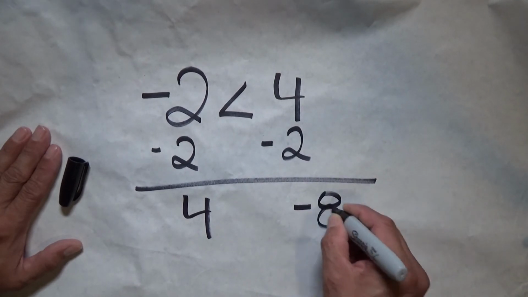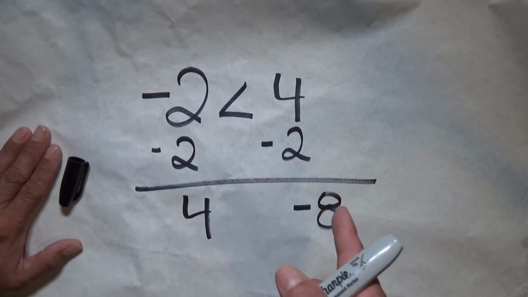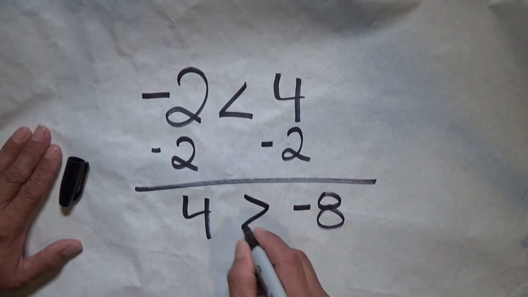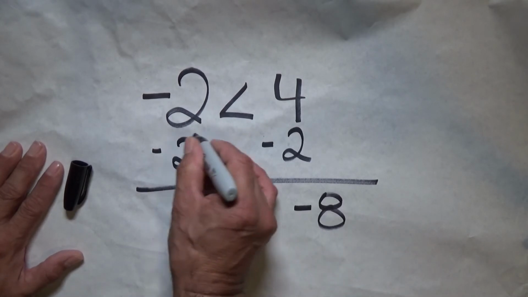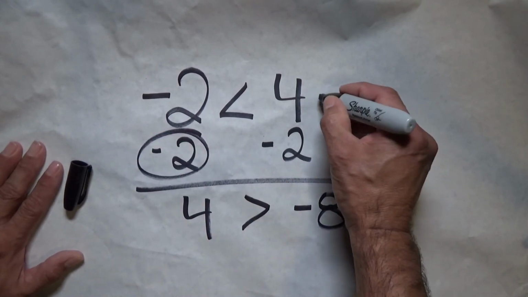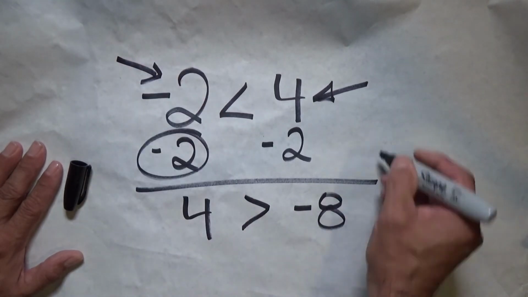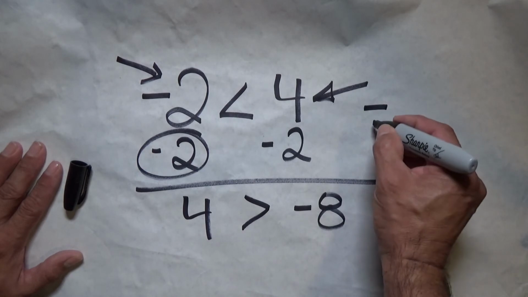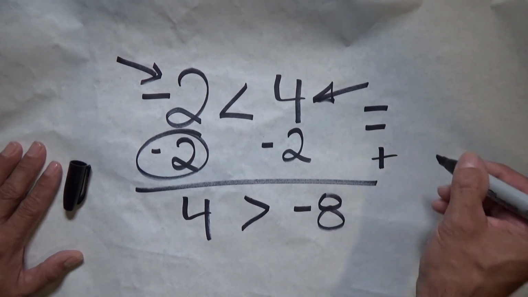Now if I keep the sign the same, it's no longer true. -8 is smaller. So you have to flip it. And this is why you flip it when you multiply by a negative number. It changes the sign of both of them. So if you have a negative on one side and you multiply by a negative, it's going to be a positive. So that number is going to be bigger.